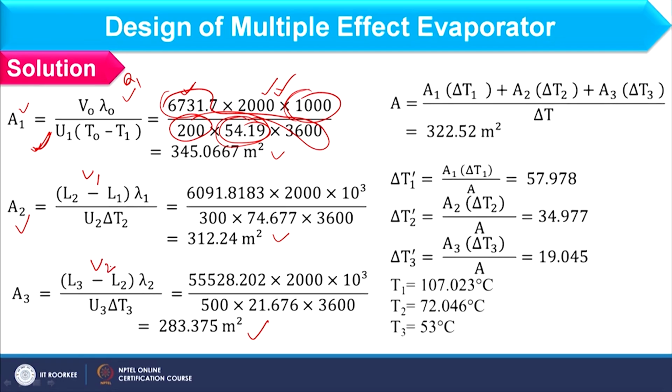Okay. Now, once I am having area of each effect, and initially we have assumed that area of each effect should be equal. So, we have to find out average area, and then we will consider how the area of each effect is deviating from the average area, and so we will revise the temperature difference values, right. So, let us see how to find out average area in the system.